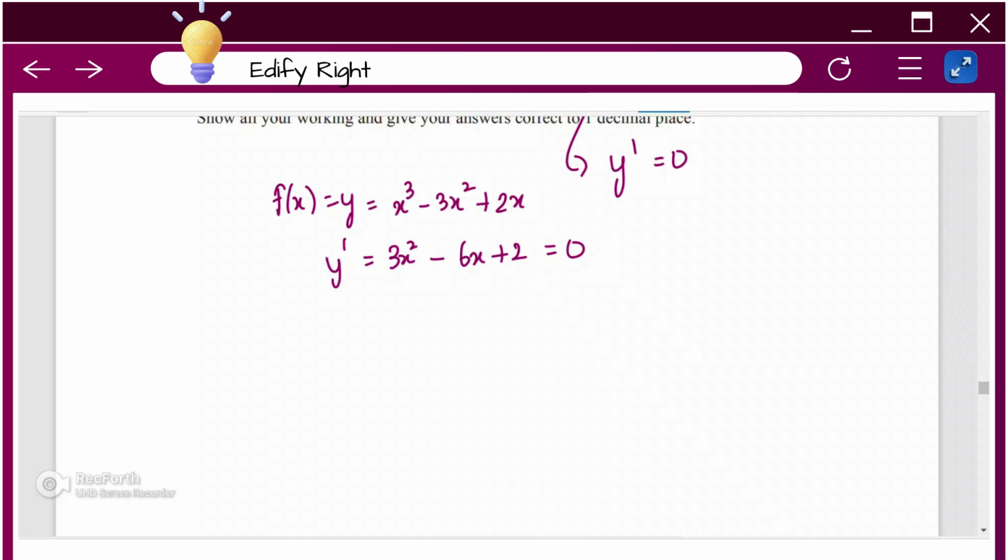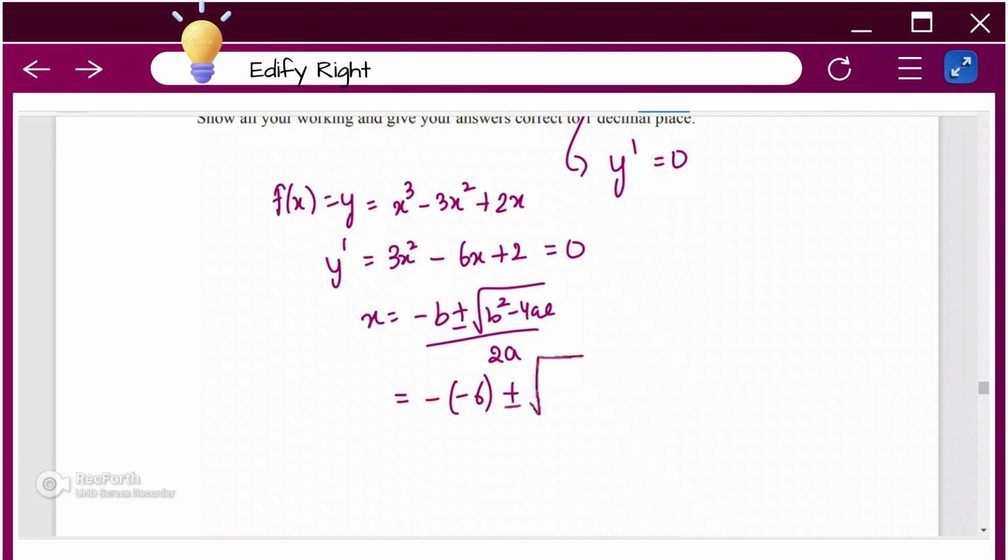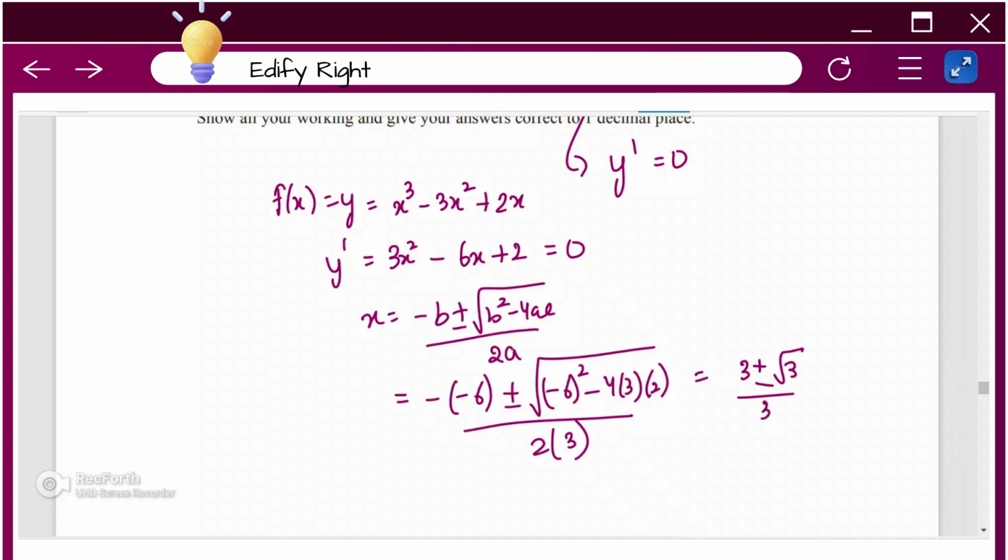This is a quadratic equation, so we can use this formula: x equal to minus b plus or minus root over b square minus 4ac by 2a, which is minus of minus 6 plus or minus root over minus 6 whole square minus 4 into 3 into 2 by 2 into 3. When you solve this, you get 3 plus or minus root 3 by 3.